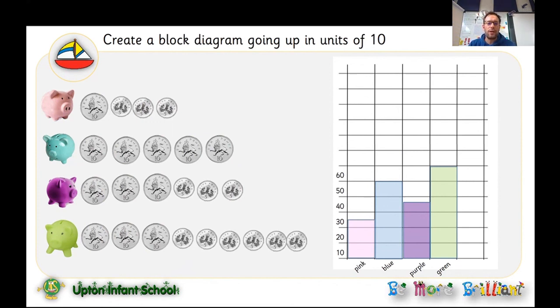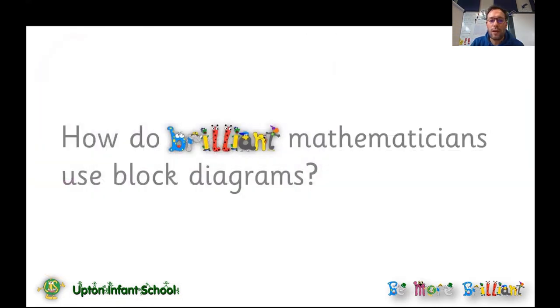And for some of those numbers, like with the pink piggy bank, which had 25 pence in it, the pink line had to be halfway between 20 and 30. And then the purple piggy bank, which had 45p, we had to show that halfway between 40 and 50. So well done if that's what your block diagram looked like.